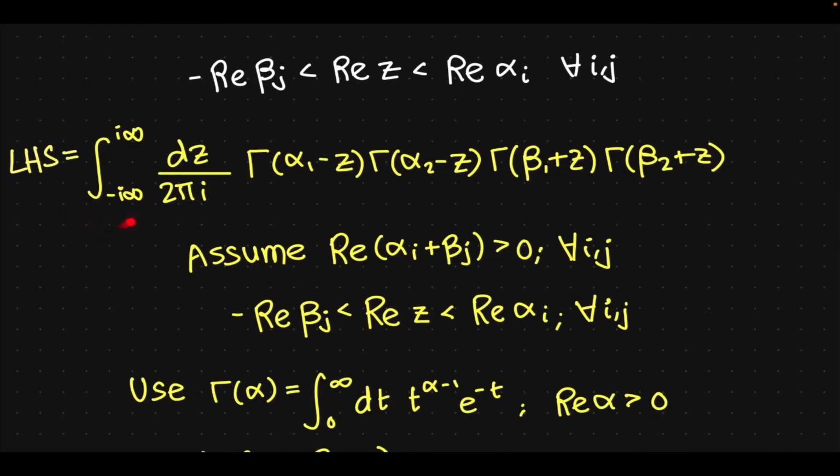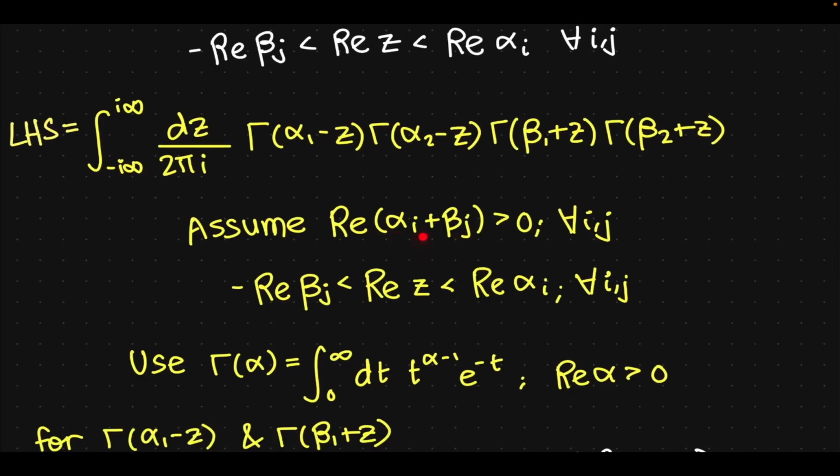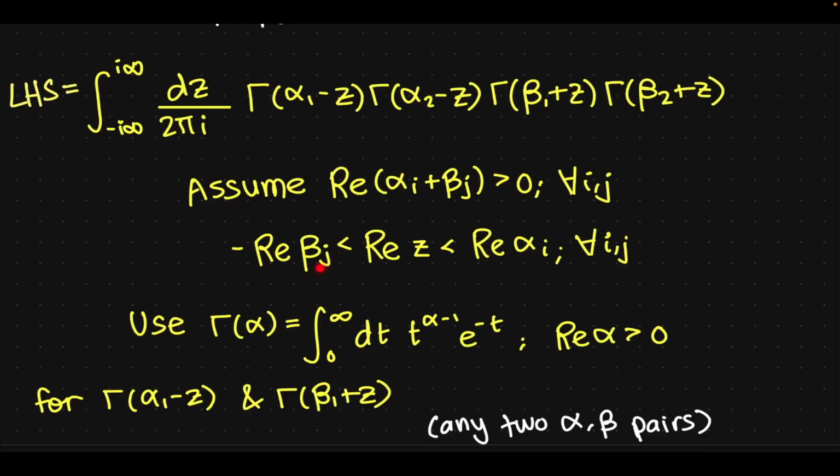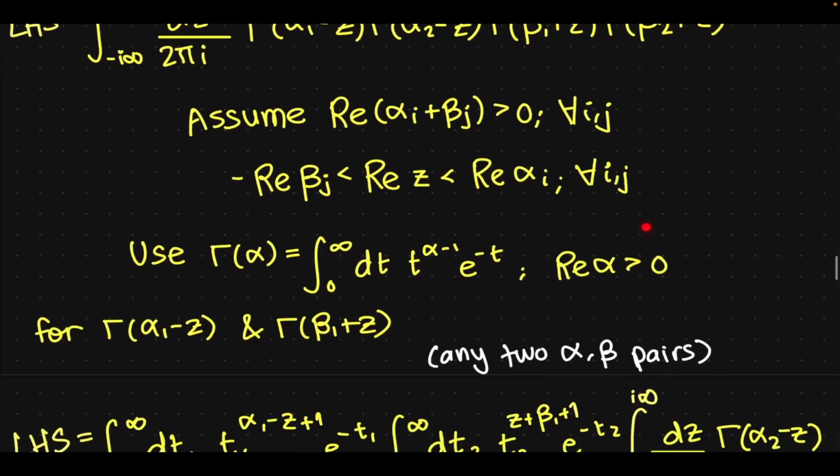So the left-hand side for the first Barnes lemma is the integral from minus i infinity to i infinity, dz over 2 pi i, of gamma of alpha 1 minus z, alpha 2 minus z, gamma of beta 1 plus z, gamma of beta 2 plus z. And again, we're assuming this condition is a given in this entire proof. So assume that the real part of alpha i plus beta j is greater than 0 for all i, j. Again, we have the standard range of minus the real part of beta j less than the real part of z less than the real part of alpha i for all i, j.